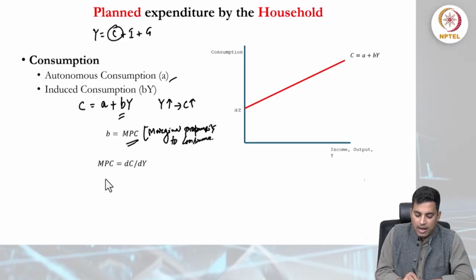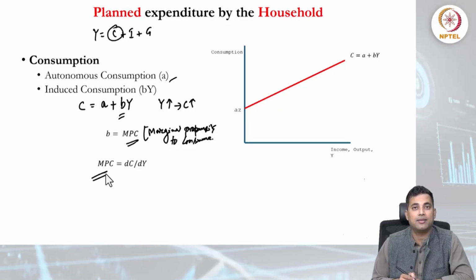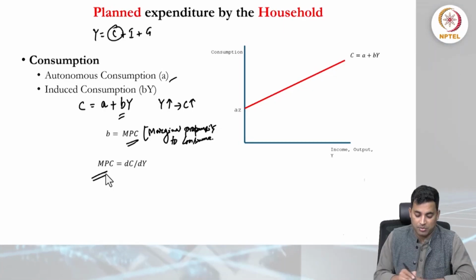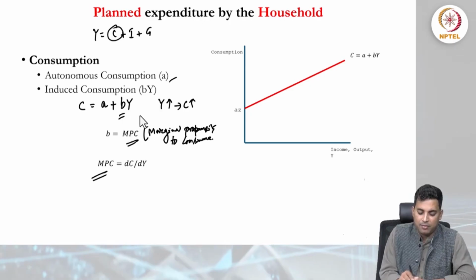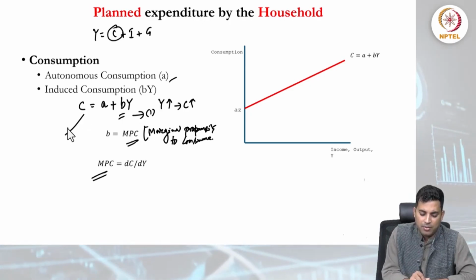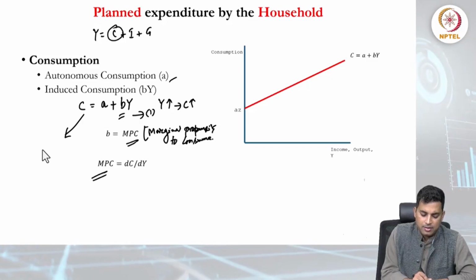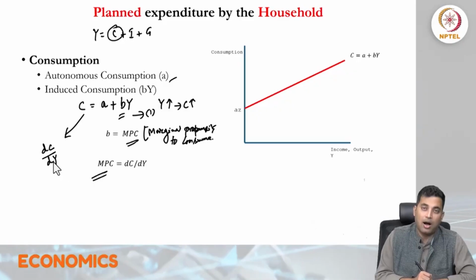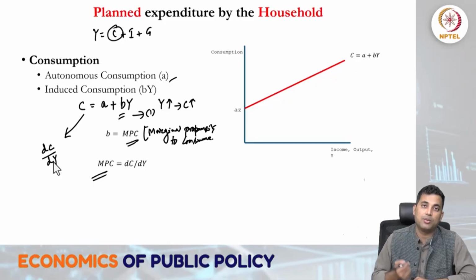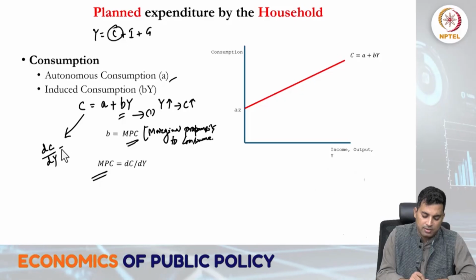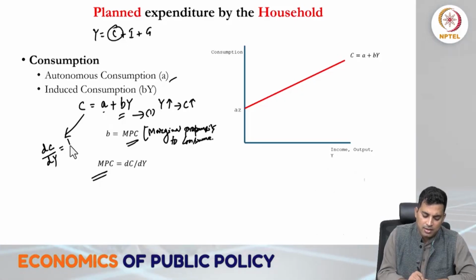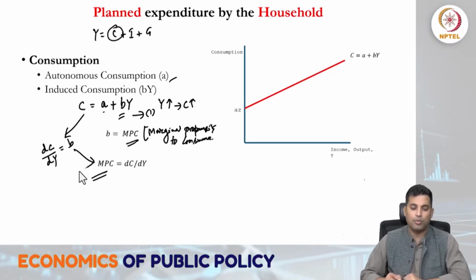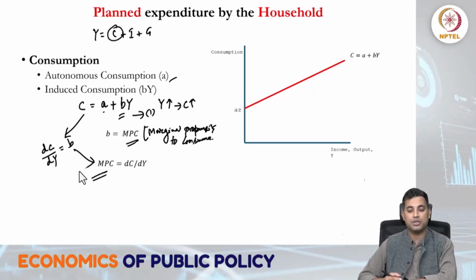And here we have shown how it is measured. MPC is the change in total consumption, from equation 1 here, due to a 1 unit change in output. A is constant, and then it is referred to as b. So b is what we refer to as the marginal propensity to consume.